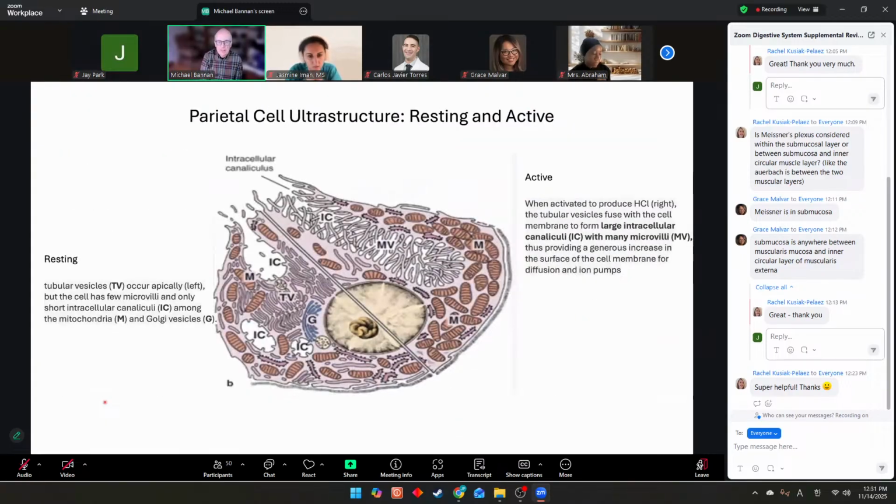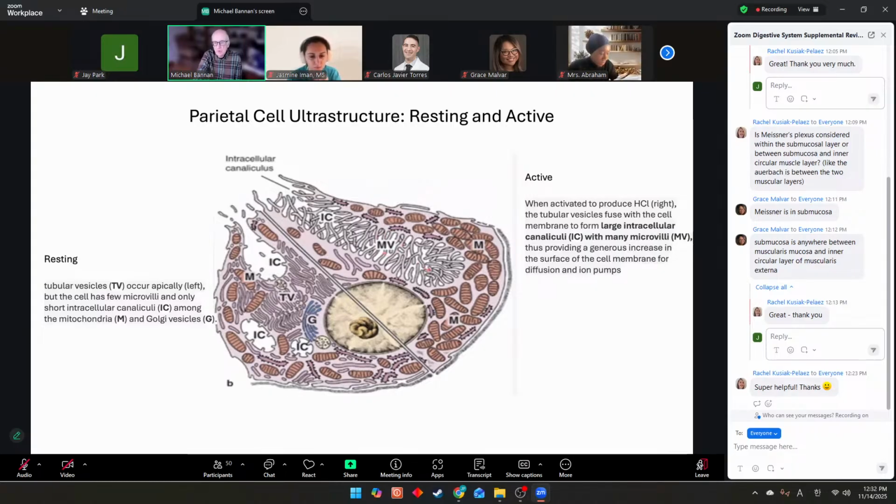Let's take a look at one of these really important cells in the gastric gland, the parietal cell. So this is a drawing from Junqueira that contrasts the parietal cell at rest and the parietal cell active. Parietal cell gets activated when we have a meal. So when there's food in the stomach, the parietal cell is stimulated to produce acid. And the upper portion of this image, this half here, shows the parietal cell when it is activated. It develops a very prominent intracellular canaliculus that is lined by MV, microvilli.